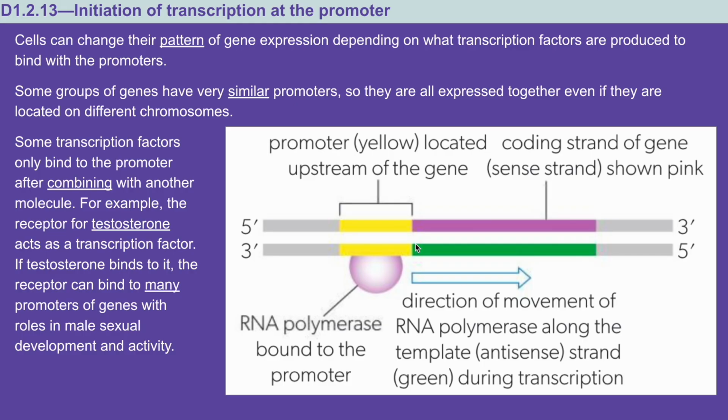Some transcription factors only bind to the promoter after combining with another molecule. For example, the receptor for testosterone acts as a transcription factor. And if testosterone binds to it, the receptor can then bind to many promoters of genes with roles in male sexual development and activity. And so that can coordinate puberty, for example, by having testosterone trigger the development of many different proteins at the same time.